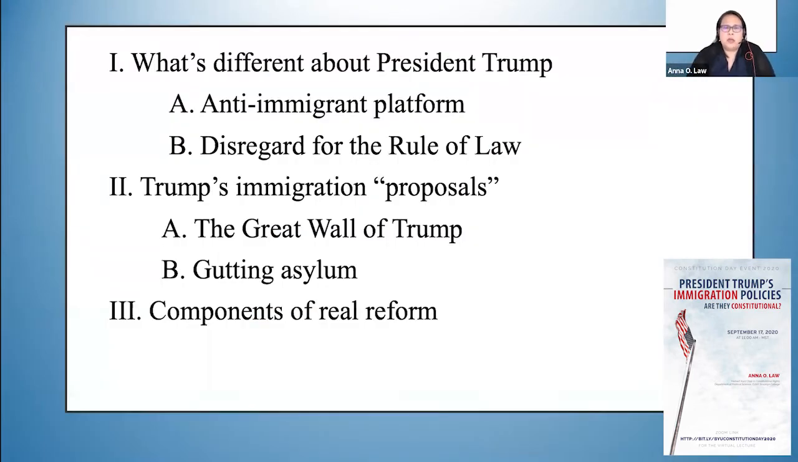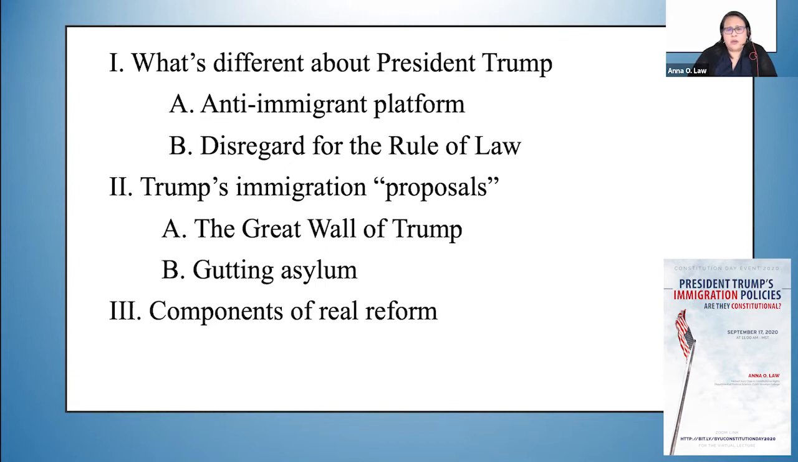Here's what I wanted to do today. I wanted to spend some time talking about what's different about President Trump in terms of immigration and in terms of broader comparison to other US presidents. Trump has completely overhauled the US immigration system. And because we have limited time, I only have time today to discuss two of them. I want to focus on his wall and also gutting of the asylum system.